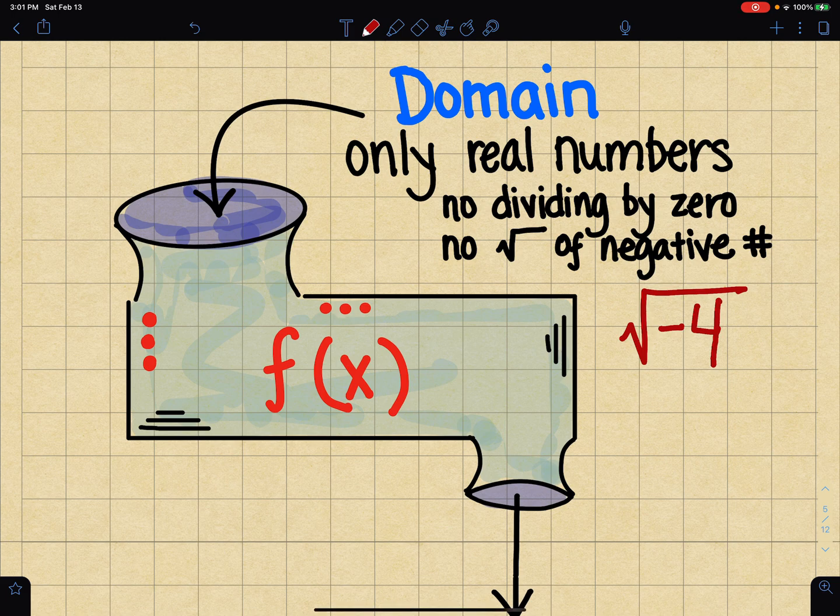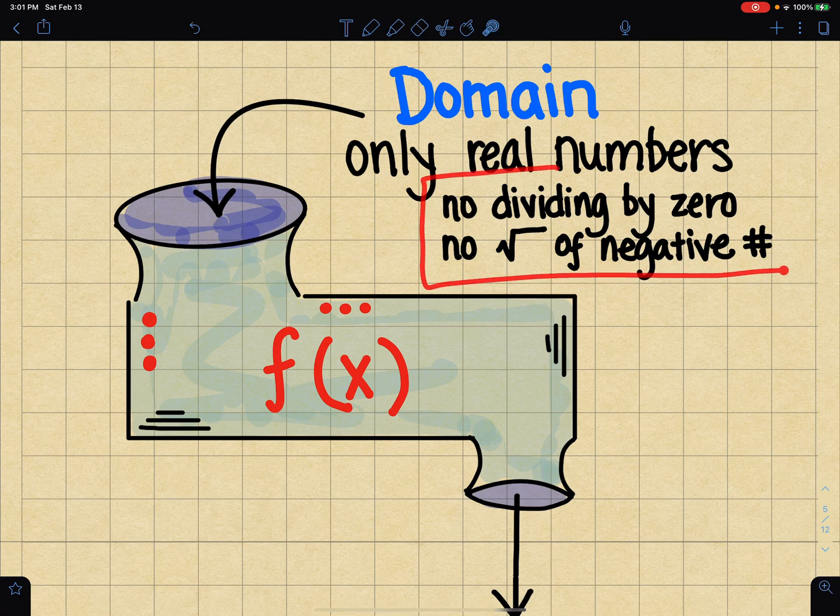You can't do that. That is just going to make the vending machine go crazy. So as long as you remember these two rules, then any other real number can go into these vending machines. Okay? All right.